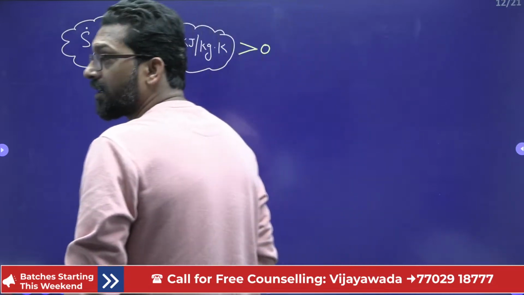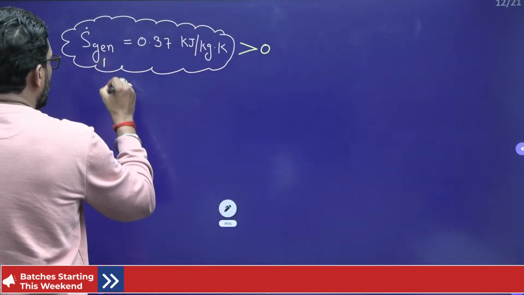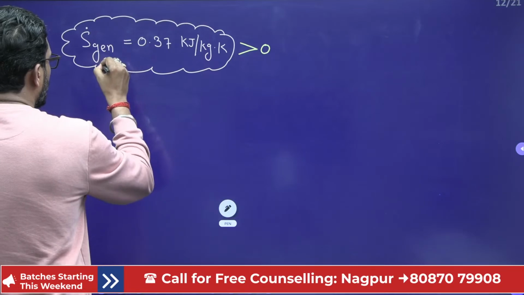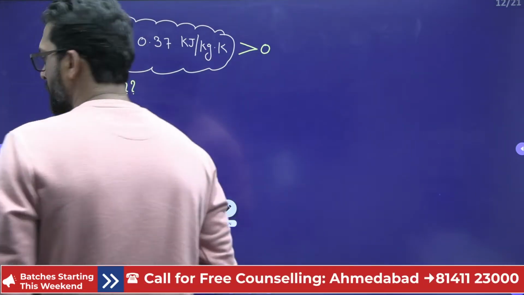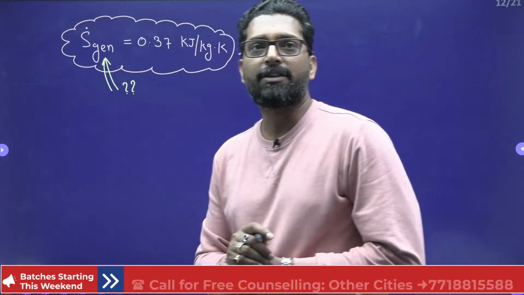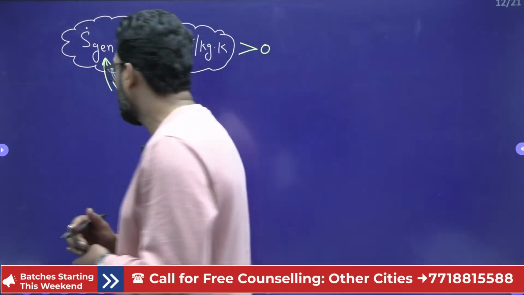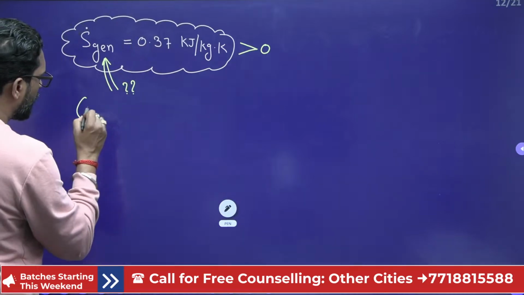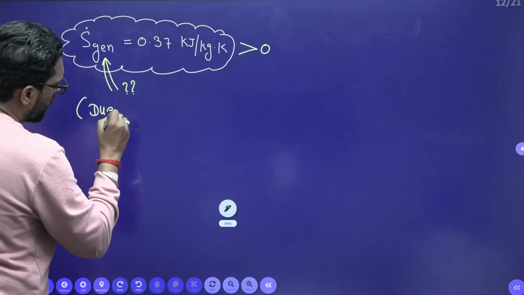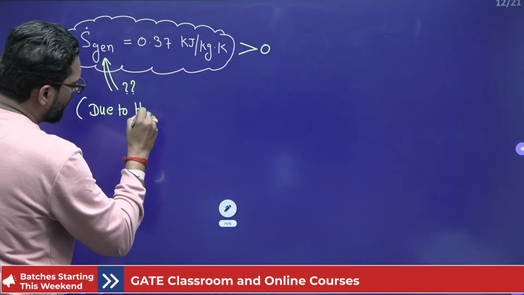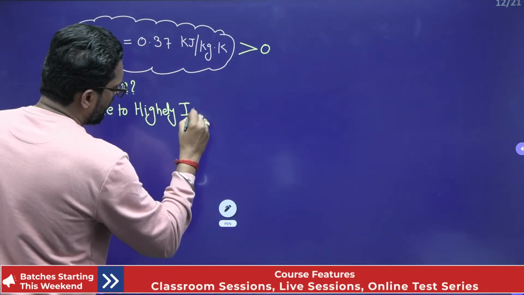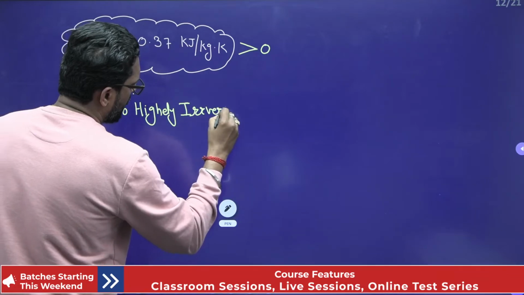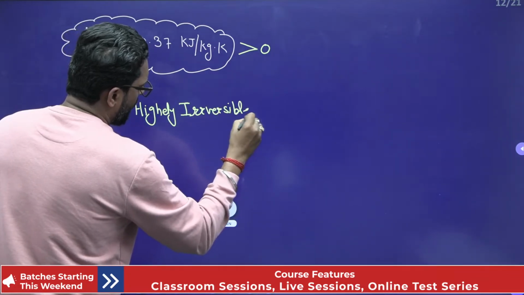Now, what is the cause of this generation? First tell me, why will entropy be generated? You can say that there is irreversibility. What is the cause of irreversibility? So entropy generation is due to a highly irreversible process.